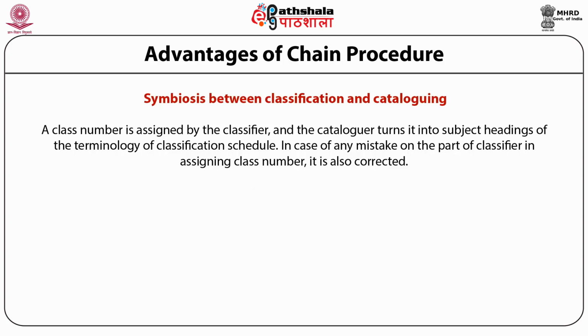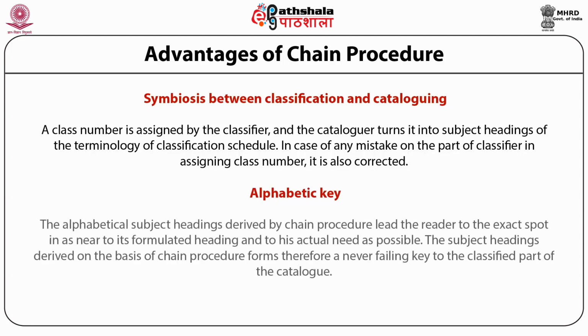Fifth, alphabetic key. It provides an alphabetical entry under the idea denoted by every digit in the class number. The alphabetical subject headings derived by chain procedure lead the reader to the exact spot in as near to its formulated heading and to his actual need as possible. The subject heading derived on the basis of chain procedure forms, therefore, a never-failing key to the classified part of the catalog.